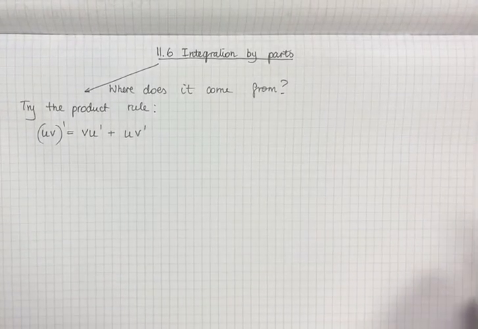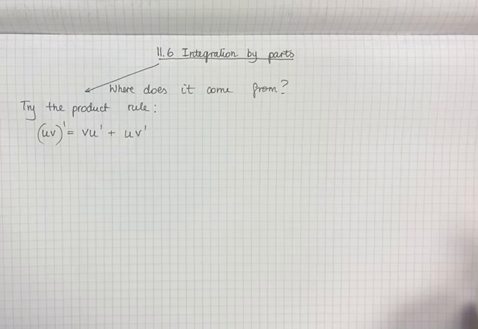Section 11.6, integration by parts. So this is a method of integrating some of the products of two functions that you could be asked to integrate. So first of all, where does the idea of integration by parts come from? This is just using the rearranged form of the product rule, and then undoing it, so integrating the product rule, but we are going to rearrange it.